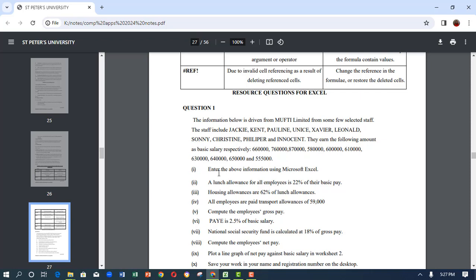Now for the first question, they are saying enter the above information using Microsoft Excel. Remember, we are now introducing ourselves to spreadsheet or Microsoft Excel. So we have to enter this information. Most of the times they will be giving you information in form of tables. At times they will give you information in form of sentences, but you have to populate it by yourself and make it a table. Like now this question 1, they have given us a table in form of a sentence, so we have to enter the information in Excel.